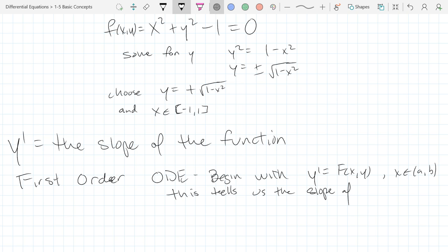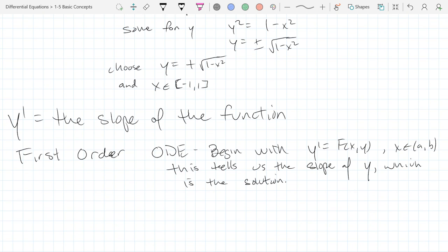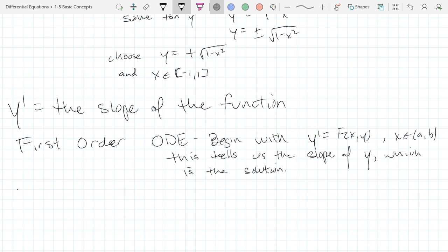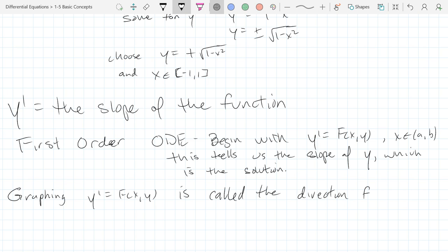Now it tells us the slope of y. So y prime tells us the slope of y, which is the solution. So we could solve for y, but without doing any calculus, all we really know about y is the slope of y. We can still graph the slopes, and they graph into what's called a direction field or a slope field, and that's what we're looking at in this section. So it's called the direction field or slope field.